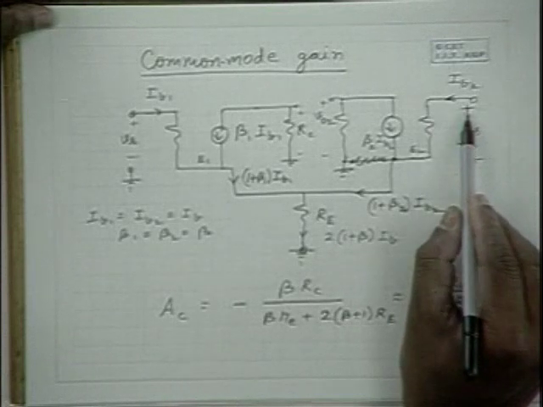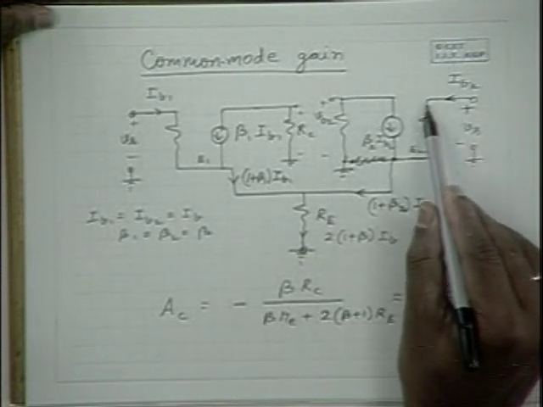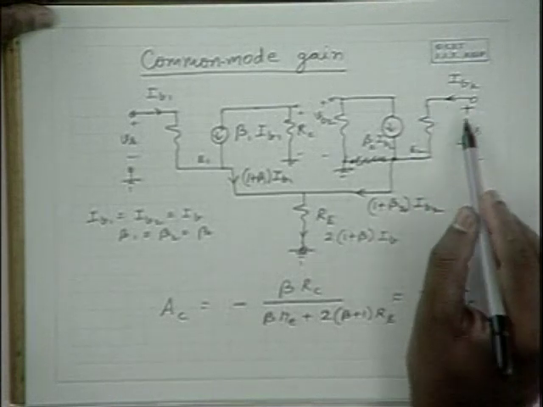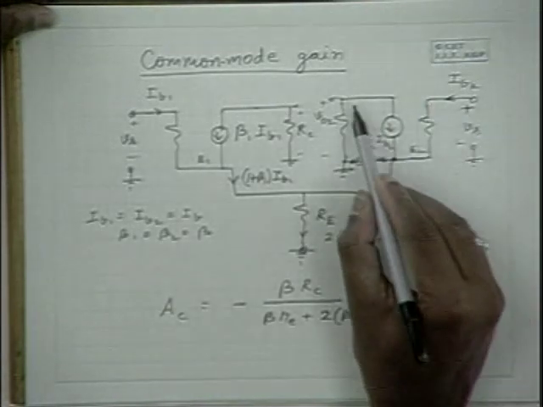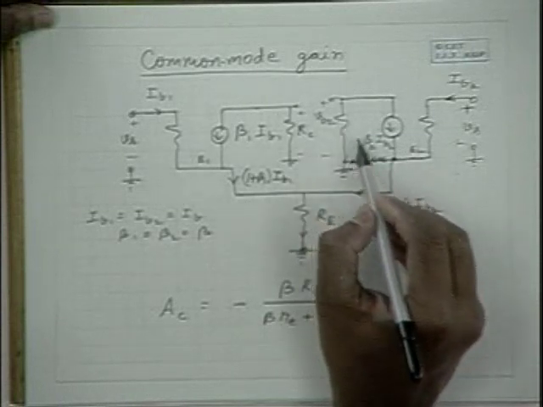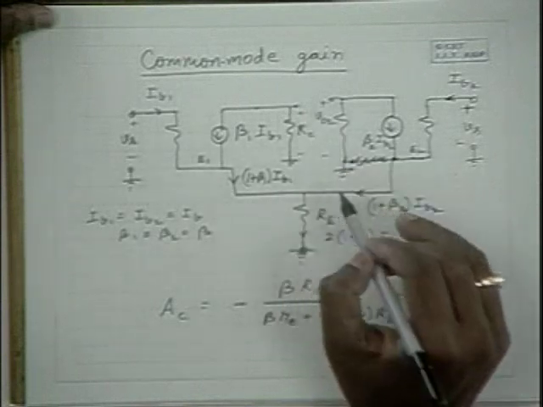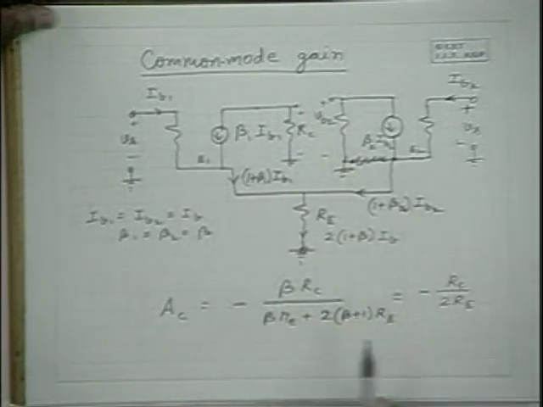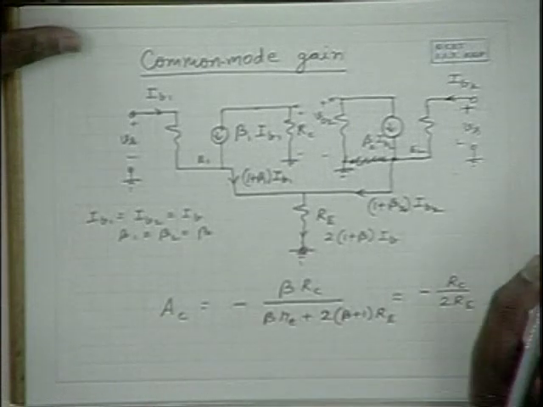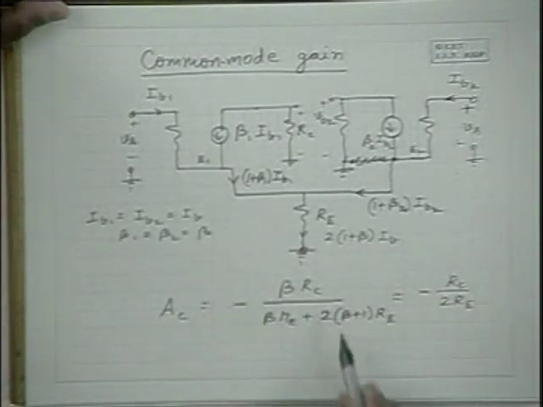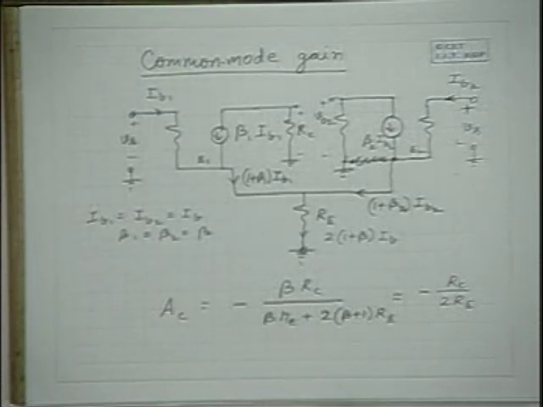With increased input signal, there would be increased voltage here. With increased voltage, there will be an increased current here, and the current would be in this direction, and this current would flow through RC in the opposite direction, and for this reason VO2 will be of a negative sign. Hence there is a negative sign here, and it's equal to minus beta RC by beta RE plus 2 into beta plus 1 into RE. So this is the expression for the common mode gain, and as I mentioned, it is very small.